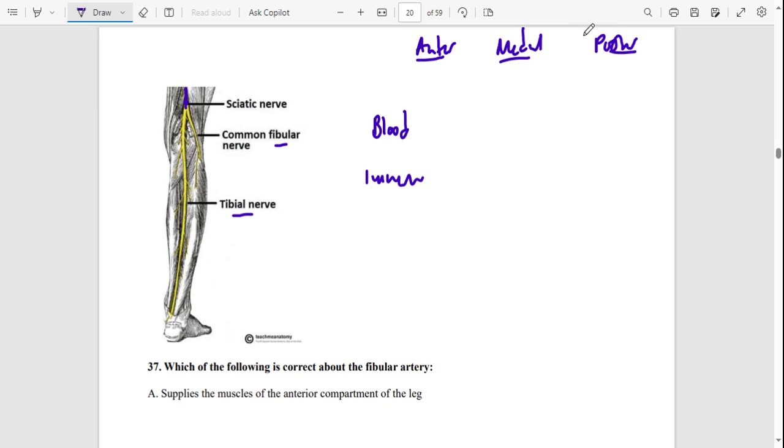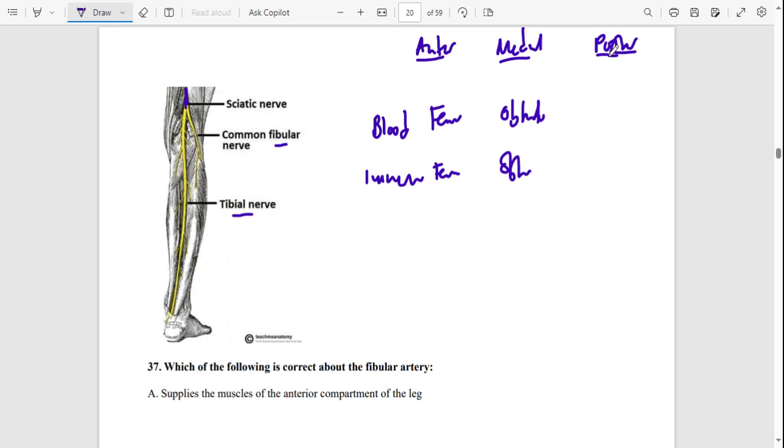Okay. So anteriorly, the blood supply to the front of the thigh is by the femoral artery. Same with the innervation, the femoral nerve. Now, if you go medially, the blood supply is going to be the obturator artery. Same with the innervation, obturator nerve.